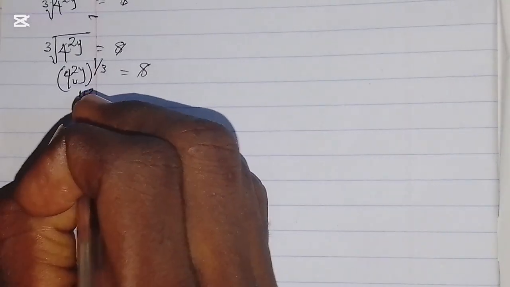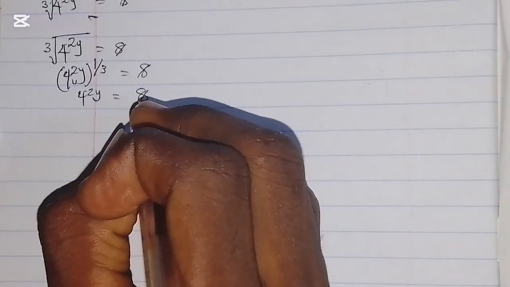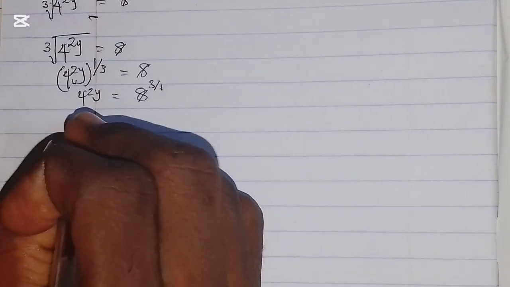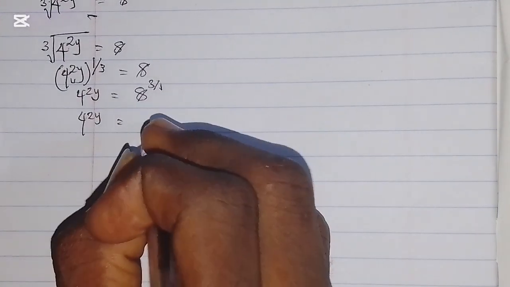Right? Now, when this 1 over 3 is equal to 8, I change to what now? 3 over 1. Just reciprocal. Now 4 to the power of 2y equals 8, 3 over 1, which is still what now? 4 to the power of 2y equals 8 now to the power of 3, because 3 divided by 1 is still 3. Okay, now you see that we have a new equation.